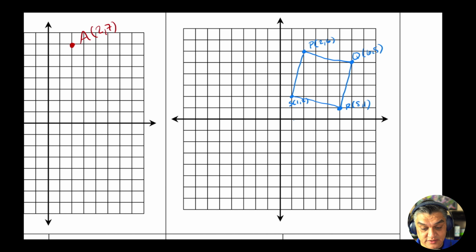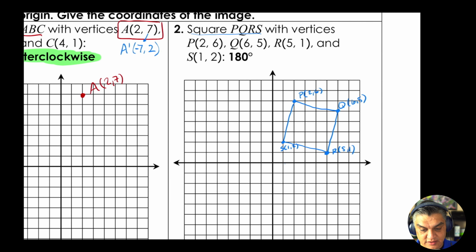270, it matters, right? 270 matters because you're going like this. If I go 270 this way, I'm right here. If I go 270 this way, I'm over here. Right? So 180 is the same either way because it's only halfway. Make sense? So 180 doesn't matter with the direction because you're only going halfway.